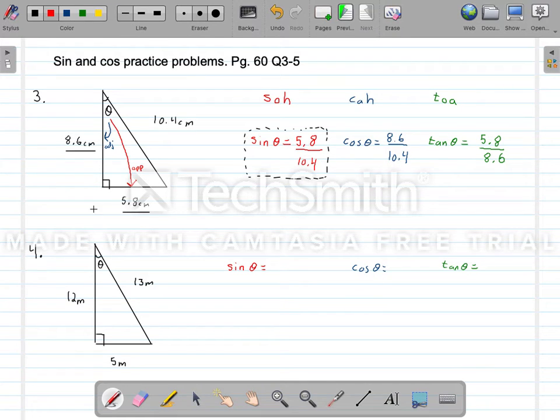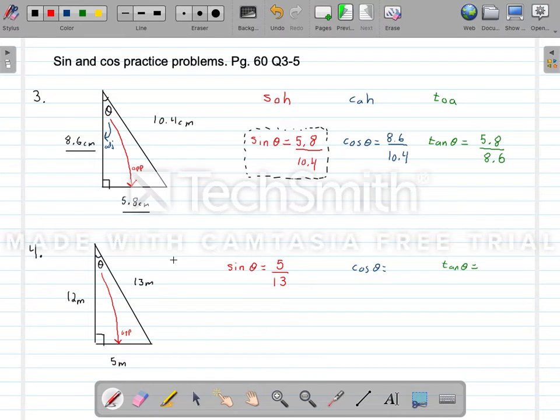So sine theta is going to be opposite over hypotenuse. Here's our opposite right here. This is our opposite. And we know what our hypotenuse is. So sine theta is going to equal 5 over 12. Or sorry, 5 over 13. 5 over 13 right there.